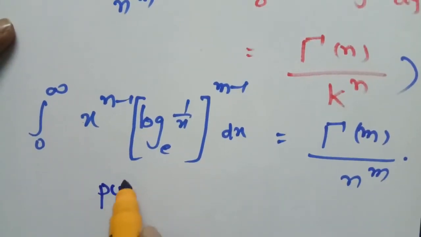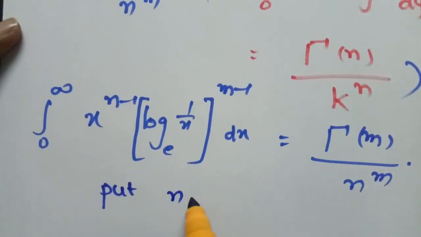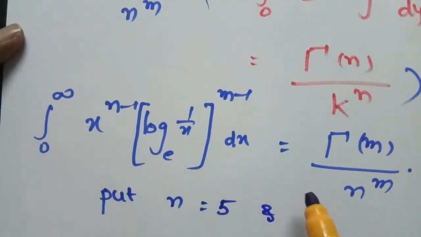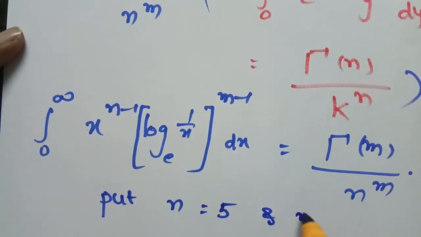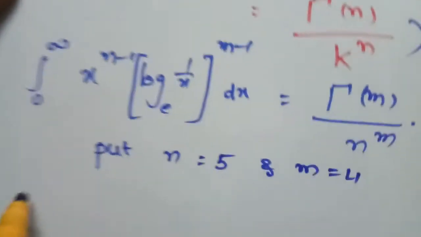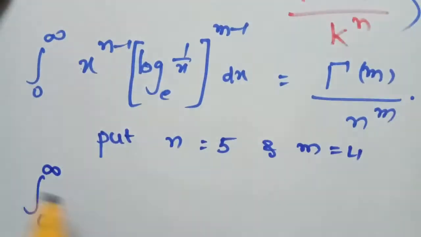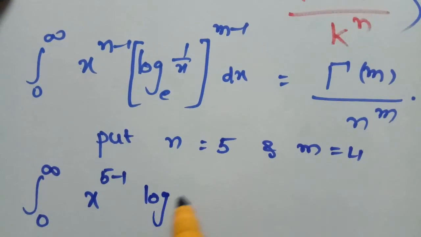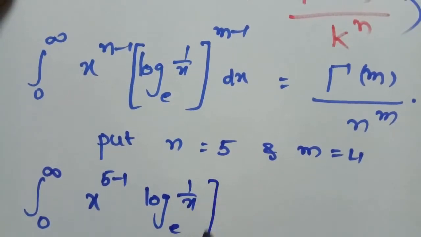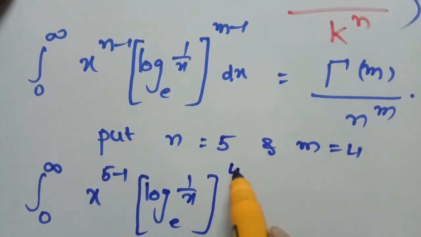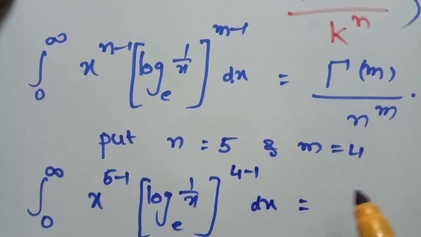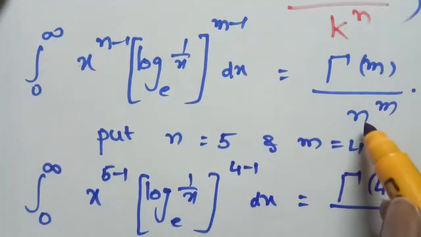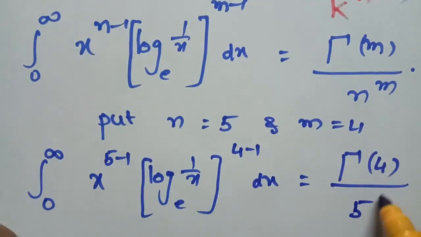Here, put n is equal to 5 and m is equal to 4. Therefore, this integration becomes integral 0 to infinity x to the power of 5 minus 1 into log of 1 by x base e whole to the power of 4 minus 1 dx, that is equal to gamma m by n value 5, m value 4.